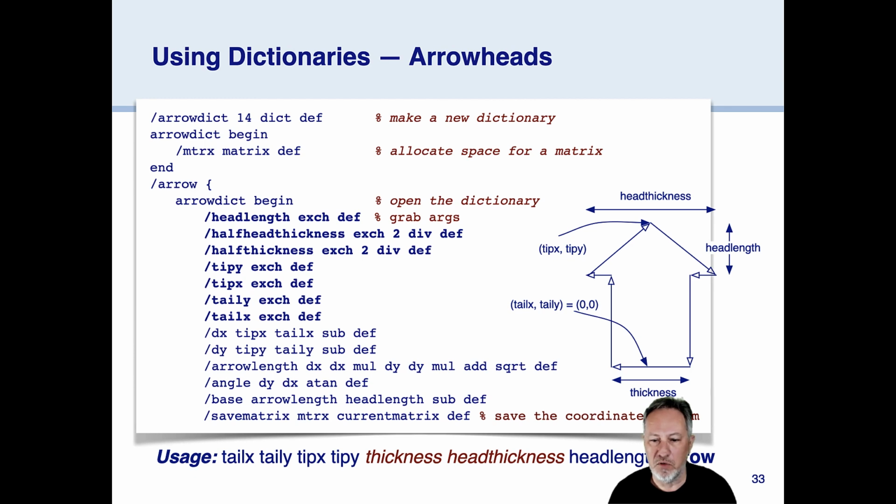So if you want to create an arrow, you would execute it as follows in the line at the very bottom of the slide. You would specify tail x, tail y, tip x, tip y, thickness, head thickness, and the head length, and then execute arrow. So you have 7 different variables which have to be passed to the arrow procedure to draw the arrow.